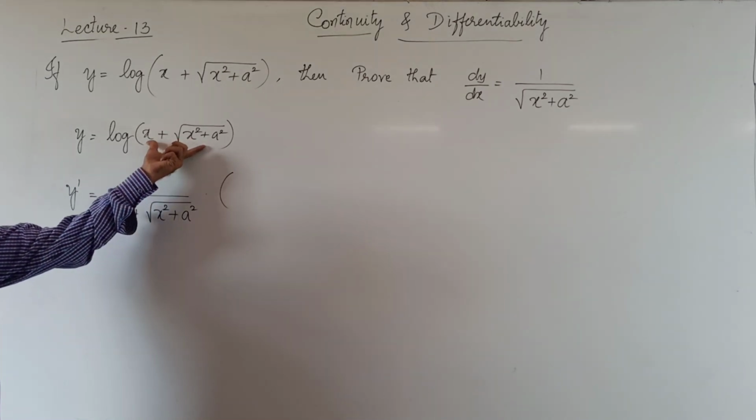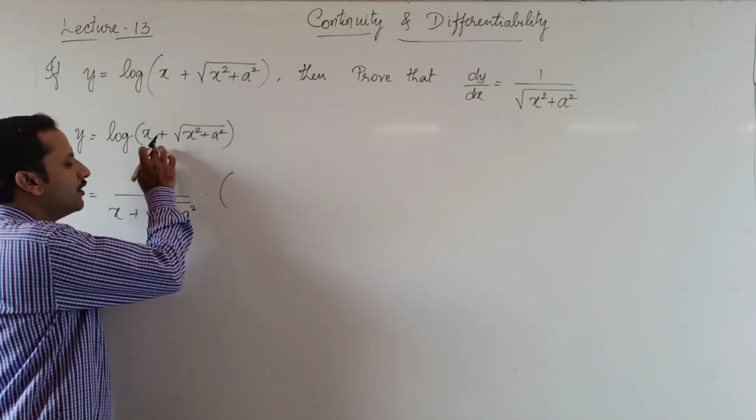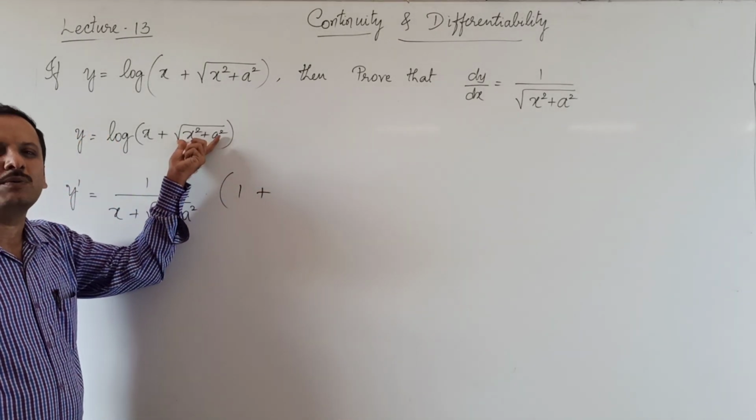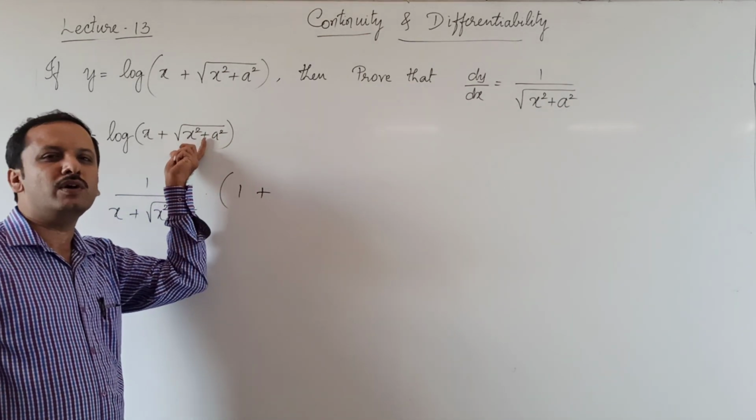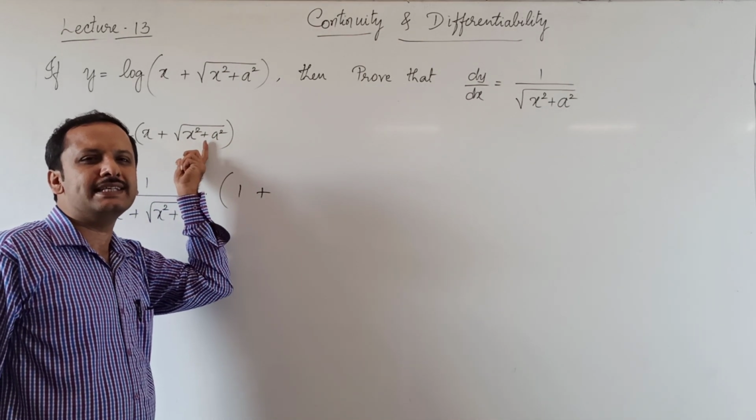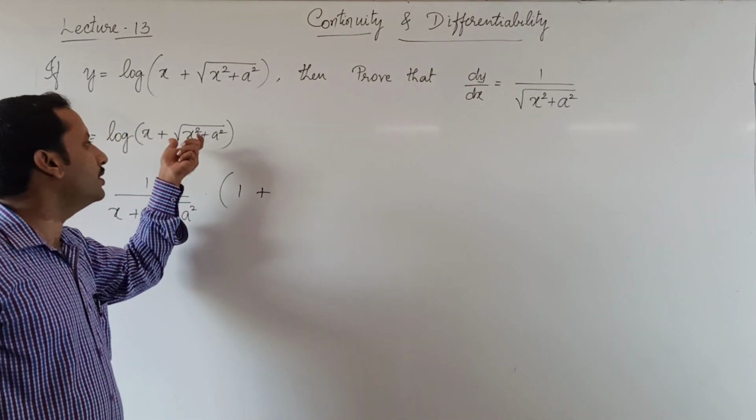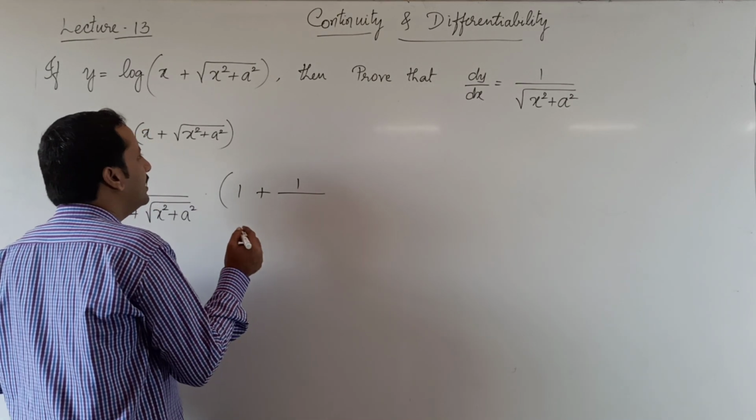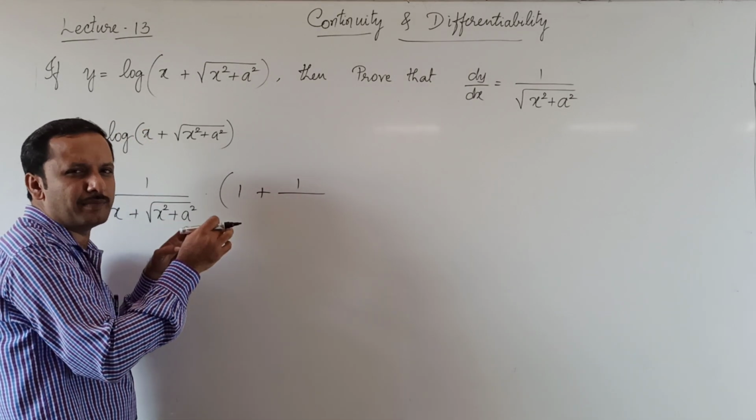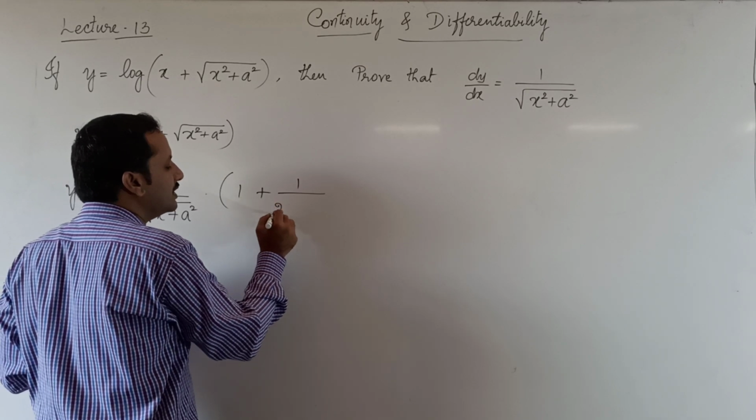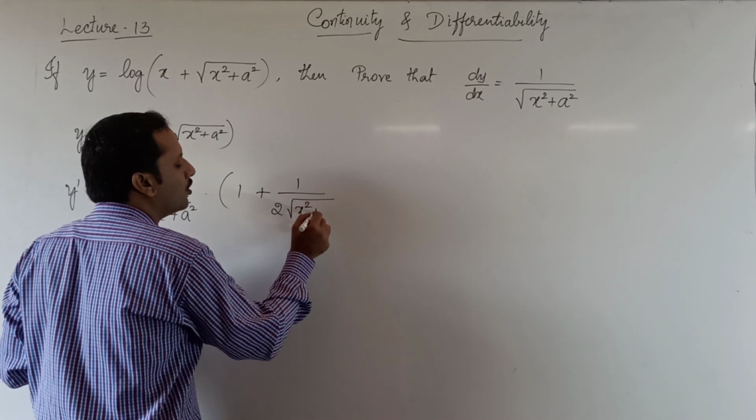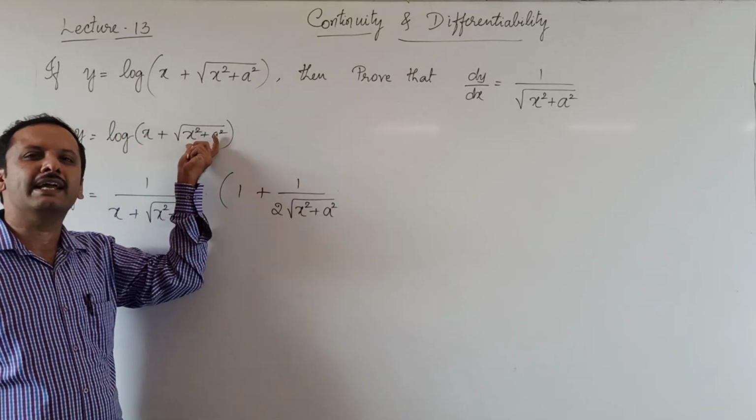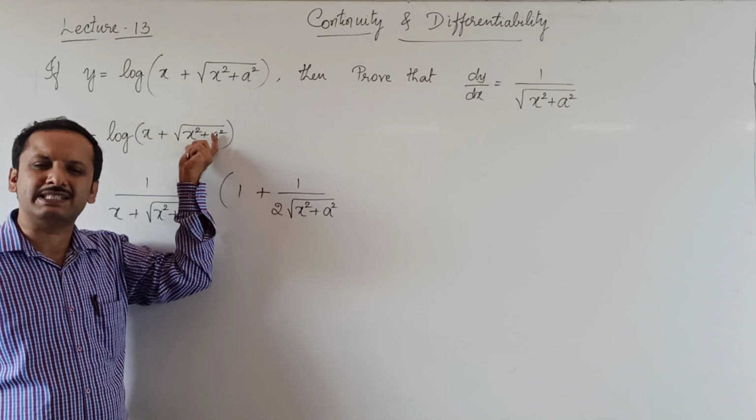Derivative of x plus root of x square plus a square. The derivative of x is 1 plus the derivative of root of x square plus a square. It is of the form root x. The derivative of root x is 1 by 2 root x. So the derivative of root of x square plus a square is 1 by 2 root of x square plus a square into the derivative of x square plus a square.